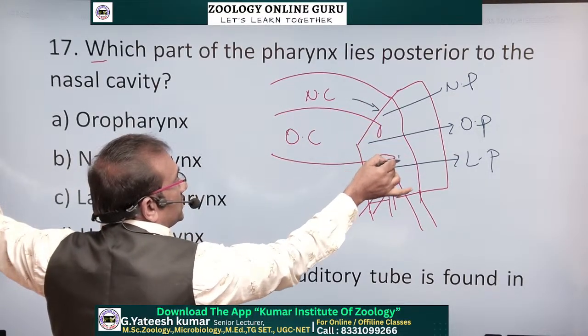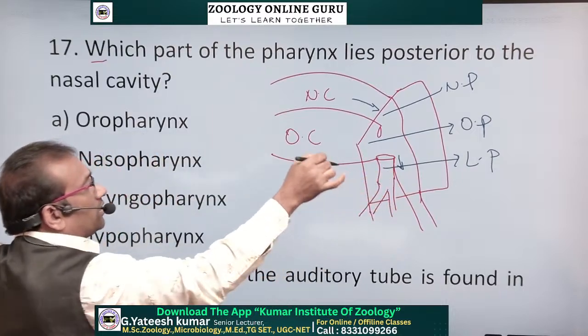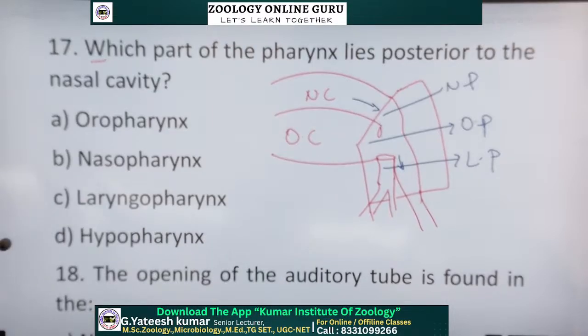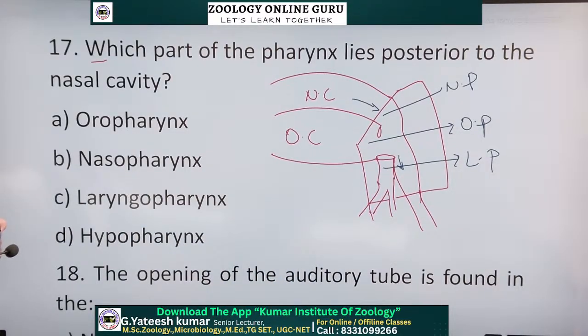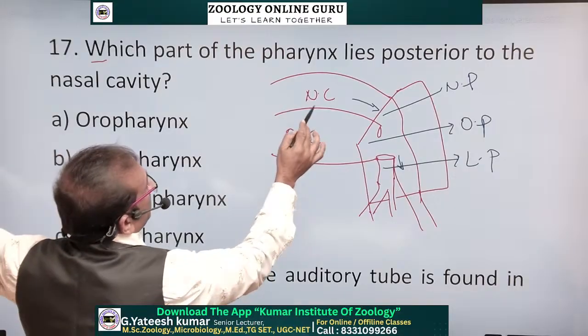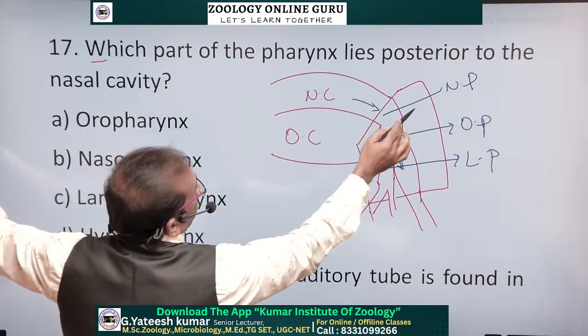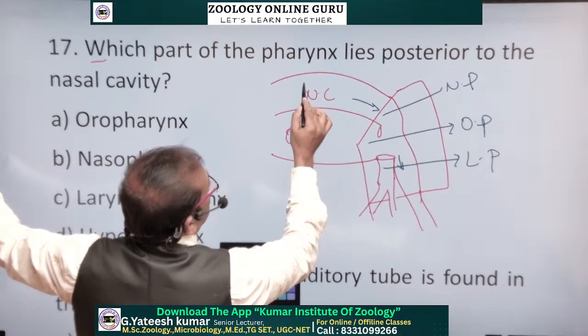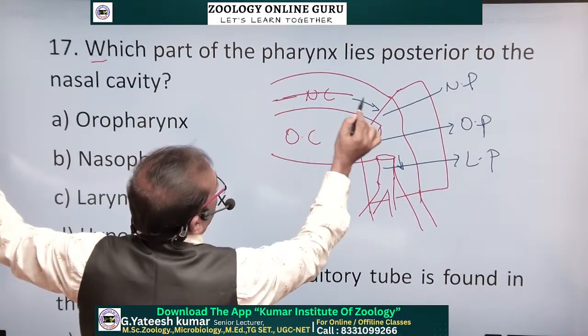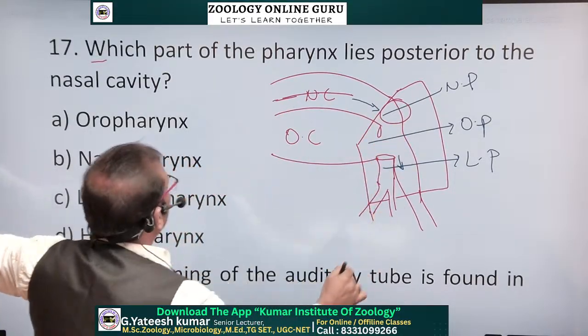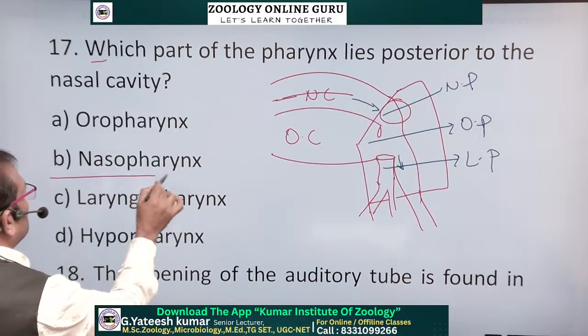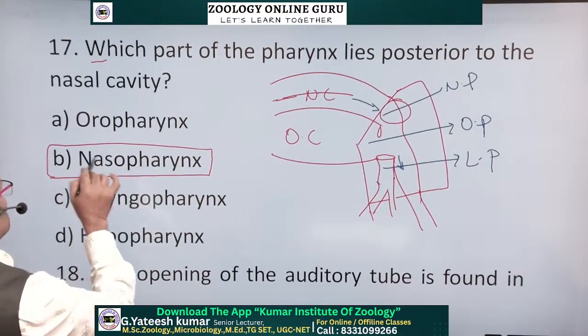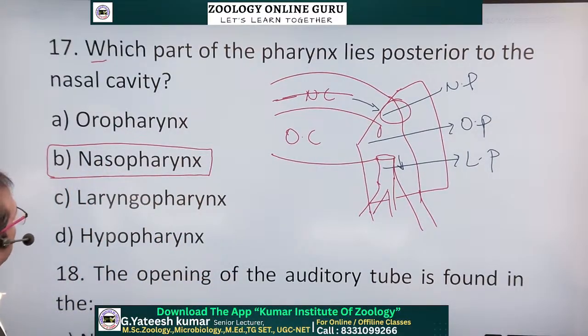See here, this is the nasal cavity. Posterior to the nasal cavity there is the nasopharynx. So posterior to the nasal cavity it is the nasopharynx. Okay, the answer is nasopharynx.